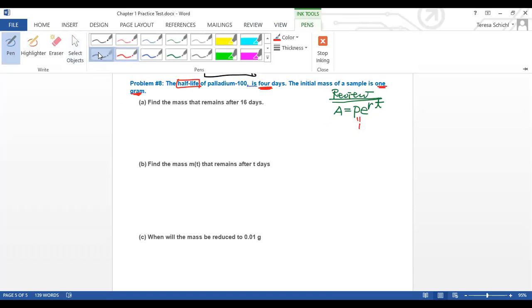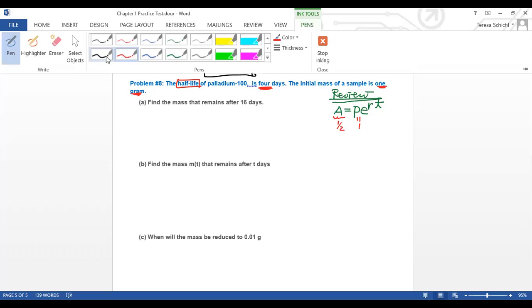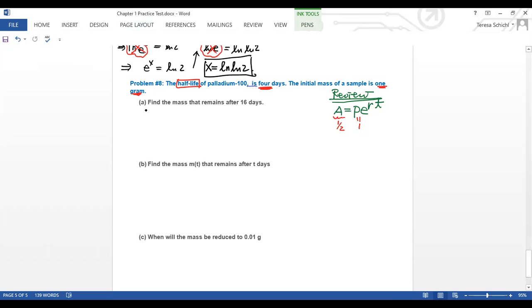First, I need to find R. After 4 days, the mass dropped to half, so my A becomes one half. Let's write it: 1/2 is equal to e to the R times T, where T is 4 days. I want to solve for R. So how do I solve for R?